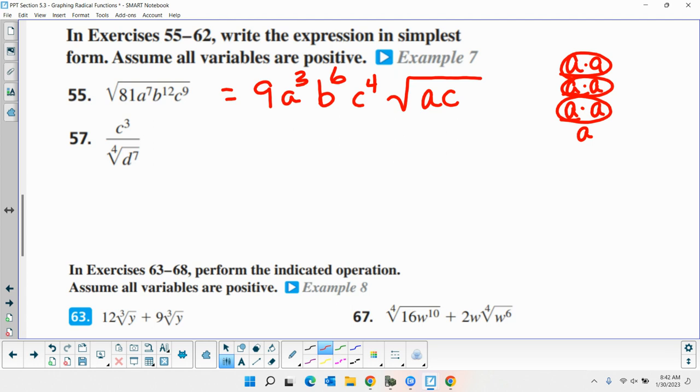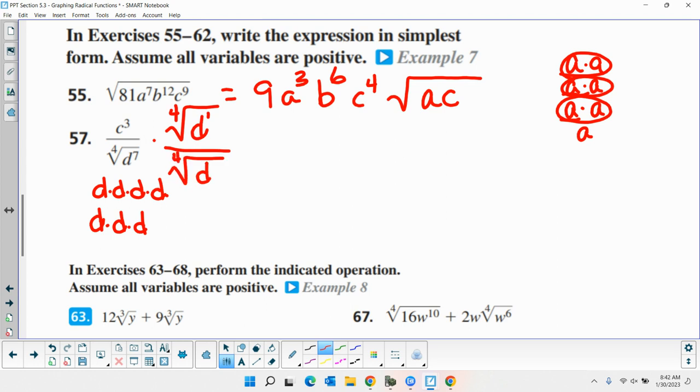Now, how many groups am I looking for, or a group of how many am I looking for on the bottom? I'm looking for a group of 4, right? Which if I wrote out all the D's, there's 7 of them. How many more D's do I need to get a full group of 4? 1 more. You guys with me there? So that's what I'm going to multiply the top and the bottom by. Just a D. You don't need that 1 there. Just a D, right?